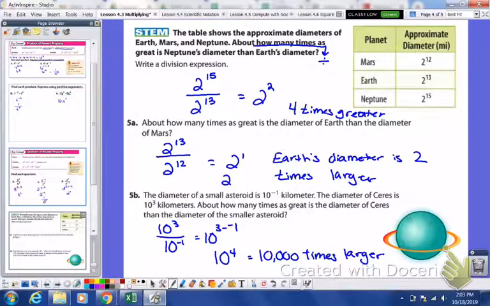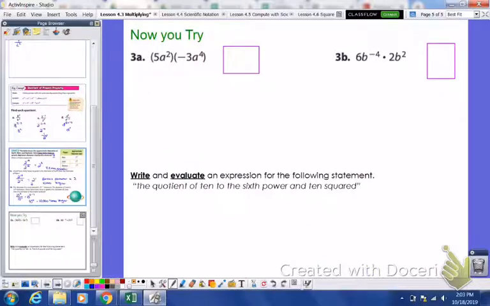Okay, so in this lesson, we worked with multiplication rules and we worked with division rules, where we add and subtract our exponents. So now we have a couple of problems for you to try. So 5a to the second times negative 3a to the negative 4. And then the second one, 6b to the negative 4 times 2b to the second. Make sure you rewrite with positive exponents only. So that will give you a little more practice from last section as well.